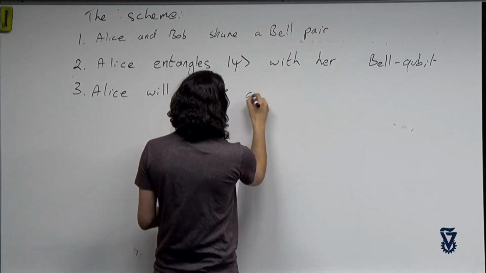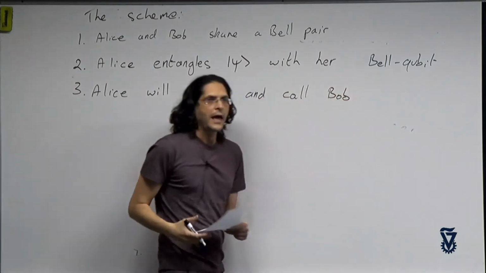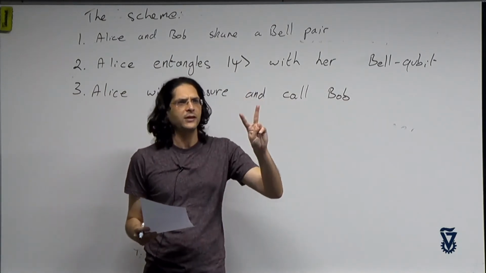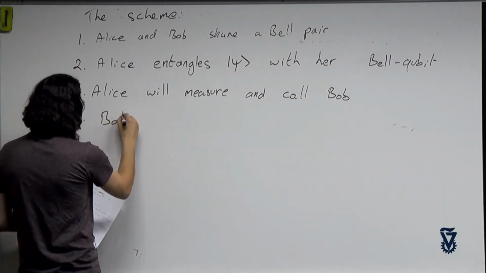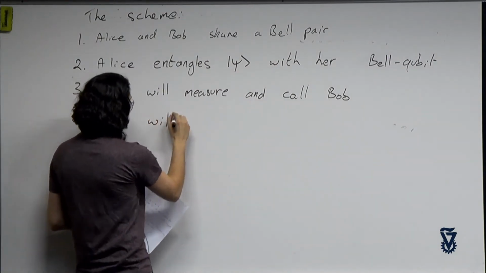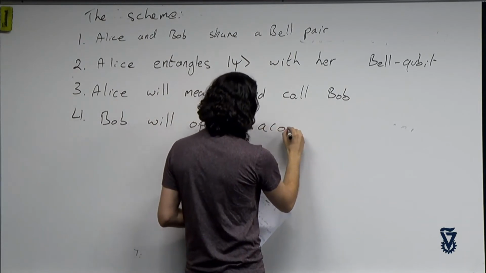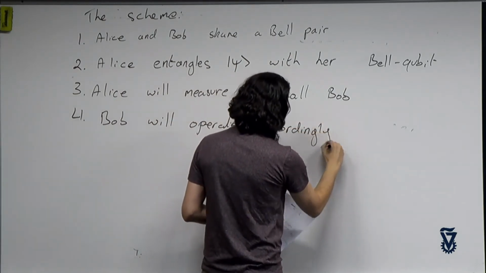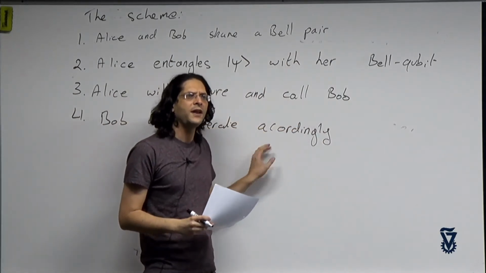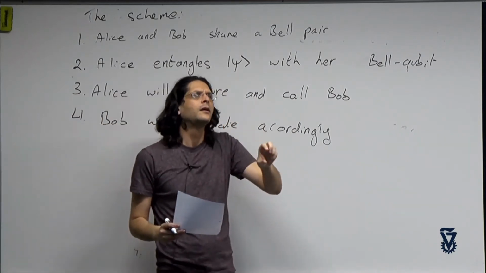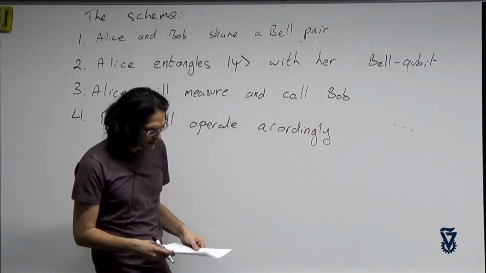Right? So Alice will measure and call Bob. And on the phone, she's going to tell him her 2 bits of information. And with those 2 bits of information, Bob will operate accordingly. Dependent upon the results that he hears on the phone, he will do some operations on his side of the Bell pair, and then that qubit will arrive on his side, basically.